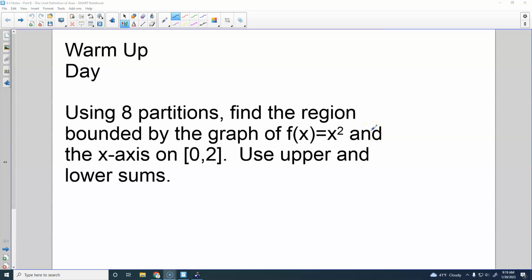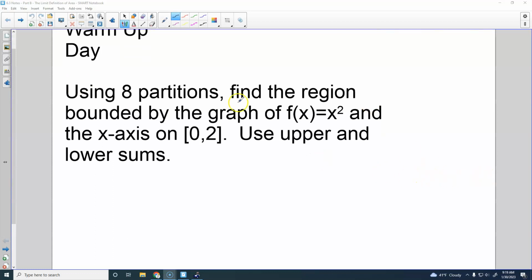Today, I just want to think about this and how it is going to relate to what we are doing today. So this is just a Riemann sum. 8 partitions. I need to find the region bounded by the graph of f of x equals x squared and the x-axis from 0 to 2. Okay, so we're just going to set it up.